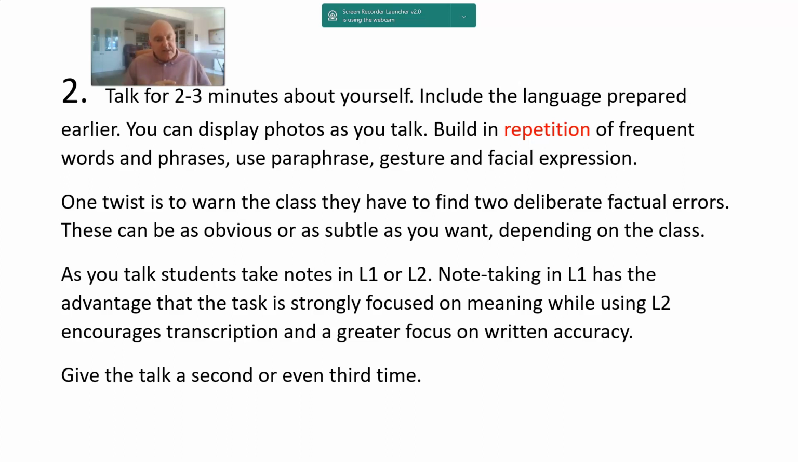If you want to put a twist into it, you could warn the class in advance they've got to find 2 deliberate factual errors. I mean, these could be as obvious or as subtle as you want, depending on the class. You could say things that are quite absurd, or you could just put subtle things in where the students, if they know you already, might guess, well, that sounds a little bit iffy.